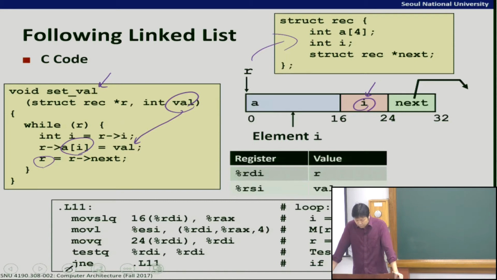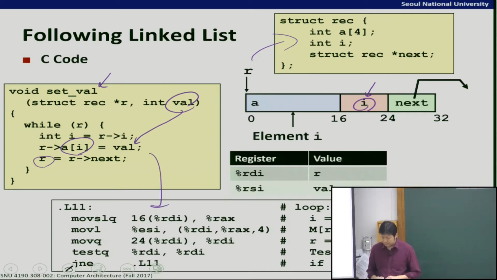And we assume RDI holds the value of R, and the RSI register holds the value of val. This is the calling convention, because we pass the first two arguments using the RDI and RSI registers. So if you compile this code, it will look like this. Let's take a look at the code a little bit.